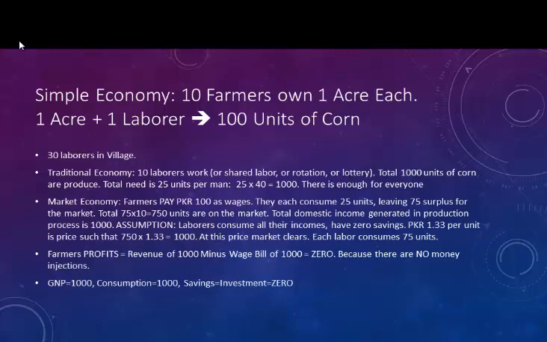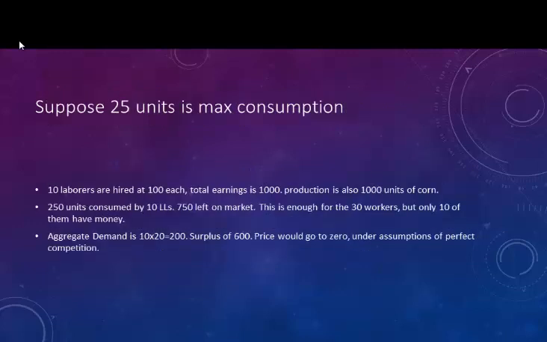GNP is 1,000, because what is GNP? GNP is the set of all productive transactions which took place. So basically the intermediate transaction, the payment for wages, doesn't count in your GNP. It's the final transaction. So assuming that you sold all 750, then you will have GNP of 1,000 and consumption of 1,000 rupees, and savings is 0 and investment is 0.